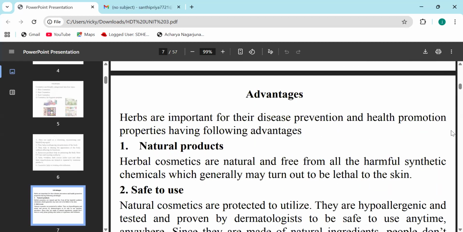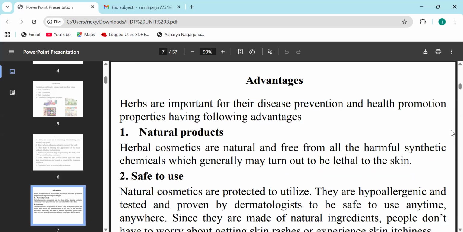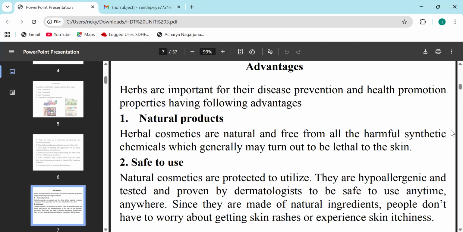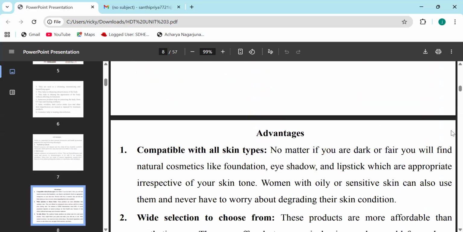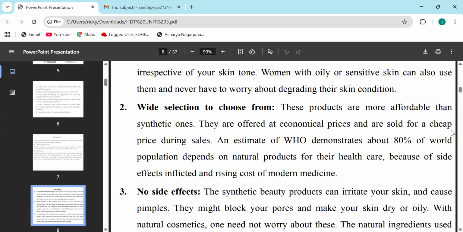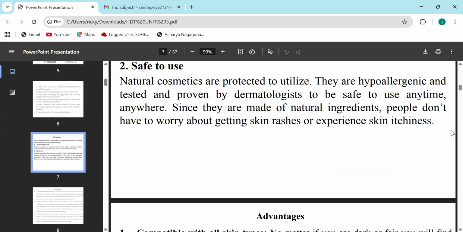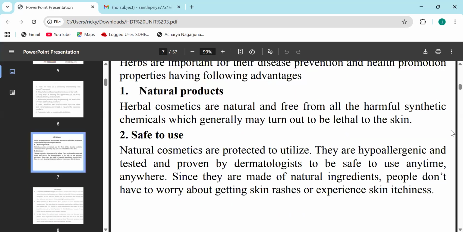And next, coming to the herbal cosmetics, these are the advantages of herbal cosmetics. So herbs are important for their disease prevention and health promotion properties, having the following advantages. The first is natural products, safe to use, compatible with all skin types, wide selection to choose from, and no side effects. So coming to the first one, natural products. Herbal cosmetics are natural and free from harmful synthetic chemicals, which may generally turn out to be lethal to the skin. So that's why we mentioned natural products here.